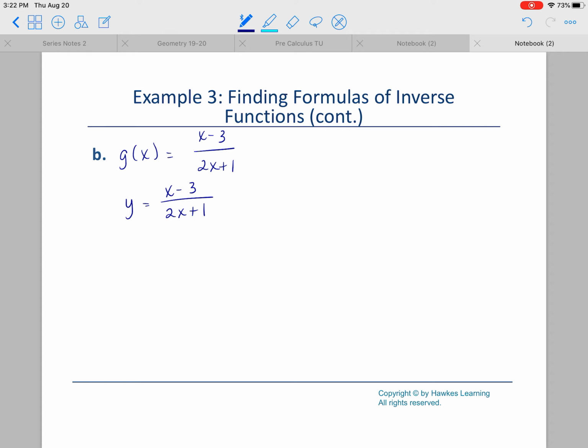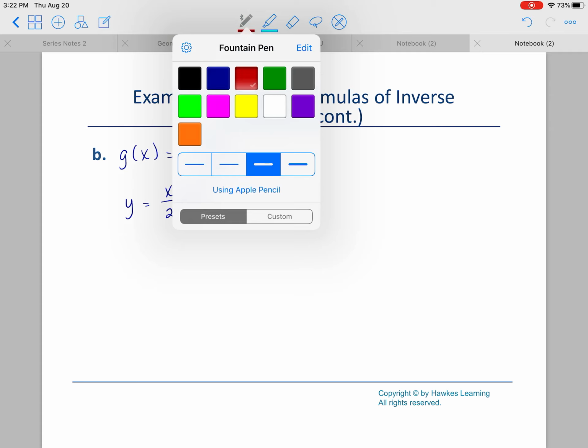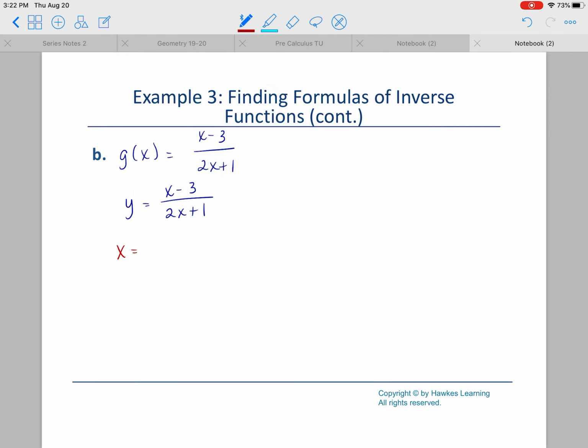Next thing I have to do is switch. All the y's become x's, all the x's become y's. So I'm going to do that. x equals y minus 3 over 2y plus 1. Okay, now I've got to get the y by itself.